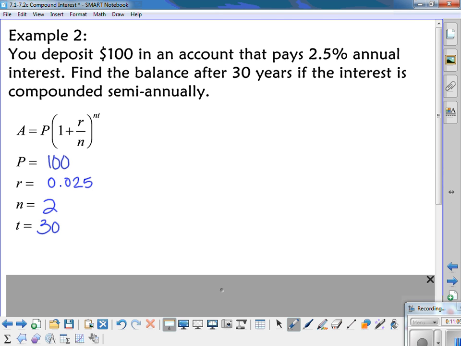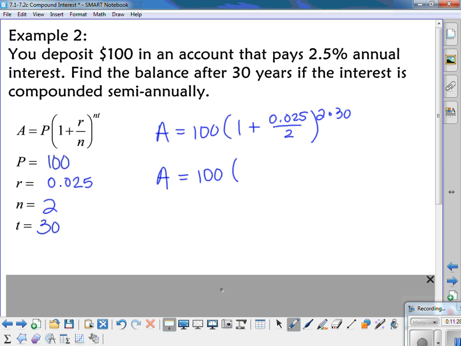So you just take those things and plug it into the equation. So the amount is going to be 100 times 1 plus 0.025 over 2, and then that whole thing is being raised to the 2 times 30 power. So before I put it in my calculator, I'll go ahead and simplify it. 0.025 divided by 2 is 0.0125, so we end up with 1.0125. And 2 times 30 is 60. So in my calculator, I'm going to put 100 times 1.0125 raised to the 60th power.